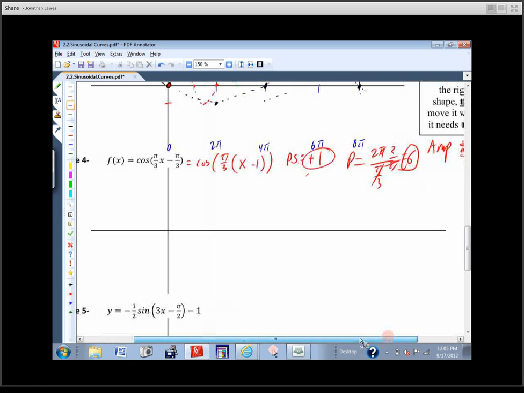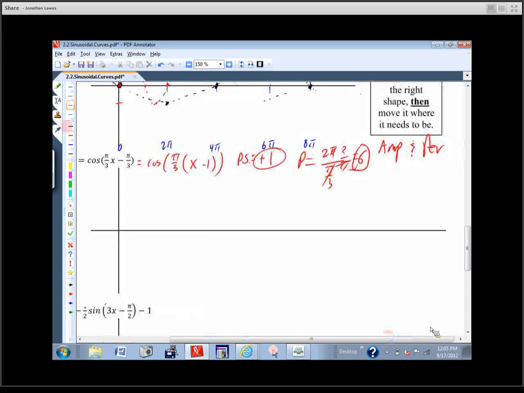Now, if I want to make the right shape, what 2 things did I say were involved in making the right shape? Amplitude and period. What's the amplitude on this graph? It's not a trick question. It's 1. It never changed. It's the same as the one on the parent graph. So the amplitude is 1 and the period is 6.